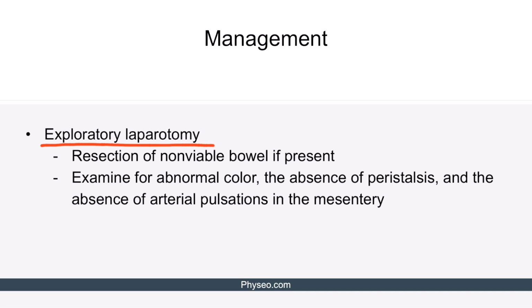Non-viable bowel can be found by looking for abnormal color, such as a bluish or dull tint rather than the pink of healthy bowel, the absence of peristalsis, and the absence of arterial pulsations in the mesentery. If there is a segment of bowel with any of these characteristics, it should be removed because it will not be viable.